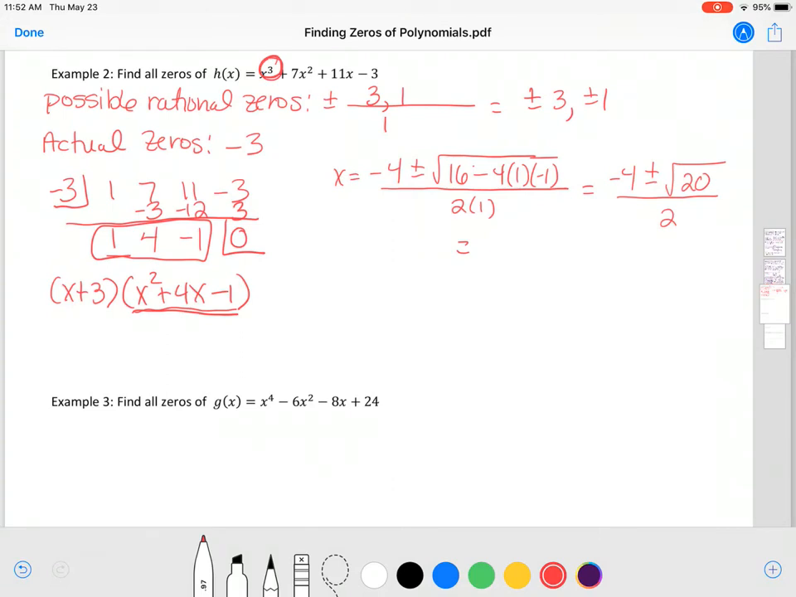I can rewrite the square root of 20 as 2 square roots of 5. And then I can simplify it and take it one step further by dividing everything by 2. So when I take 2 into negative 4, that gives me a negative 2. And when I take 2 into 2 square roots of 5, that gives me just the square root of 5 left. So now I have my 3 zeros.